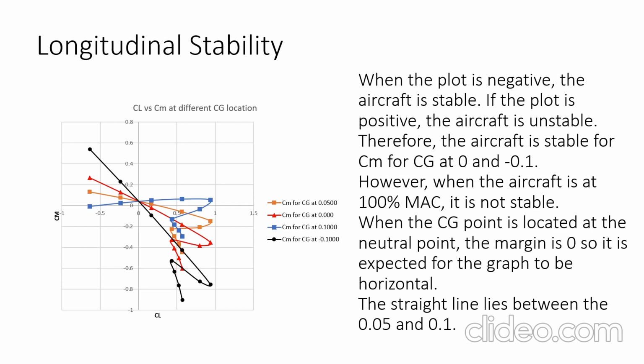When the CG point is located at the neutral point, the static margin is 0, so it is expected for the graph to be horizontal. So the straight line should lie between 0.05 and 0.1, so it should fairly lie somewhere around that.